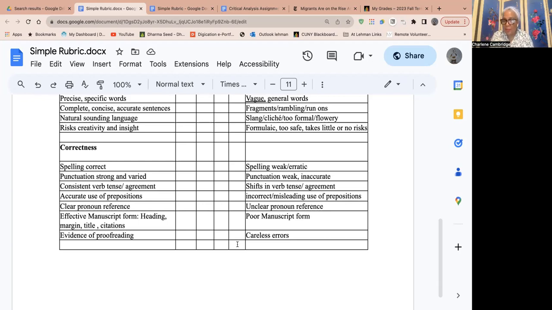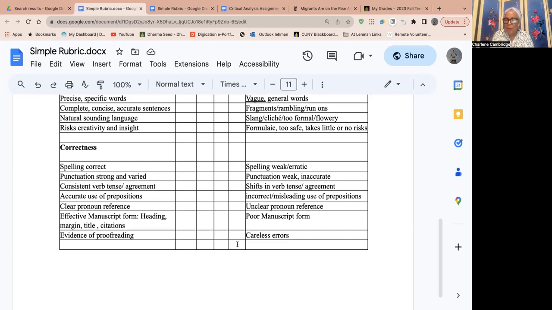Punctuation strong and varied. Punctuation weak and inaccurate. If you have punctuation problems, you end up with fragments and run-ons and rambling sentences. Consistent verb tense. Sometimes people go back and forth from present to past to future in the same sentence. That's very tricky. In order to do that correctly, you really have to be an experienced writer. And most of the time, even if you're an experienced writer, it's wrong. So be careful that you're staying in the same tense.